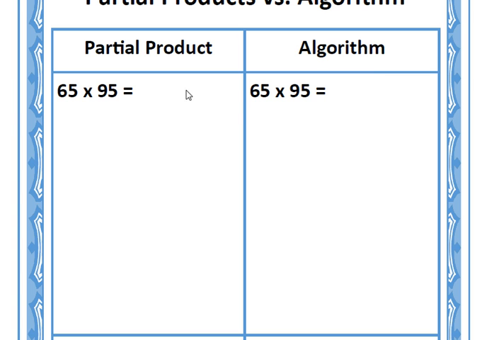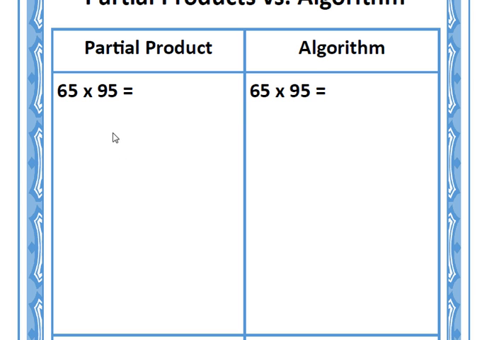But we're going to look at these two numbers here, 65 times 95, and then 65 times 95 again, using partial products to solve this one and the algorithm for the other. And so you can see the similarities in how partial products is very similar to the algorithm. It's just broken down a little bit more. So let's go ahead and write them down.